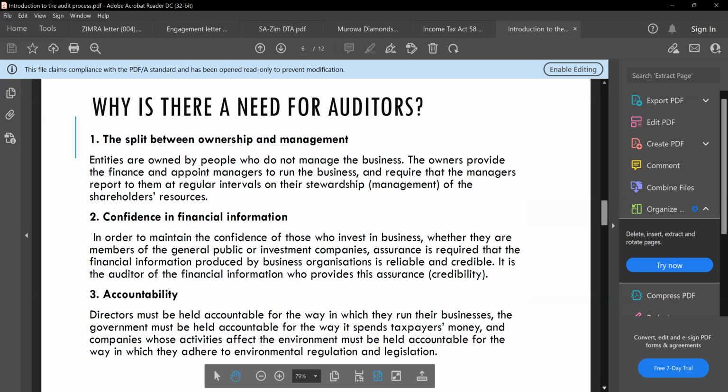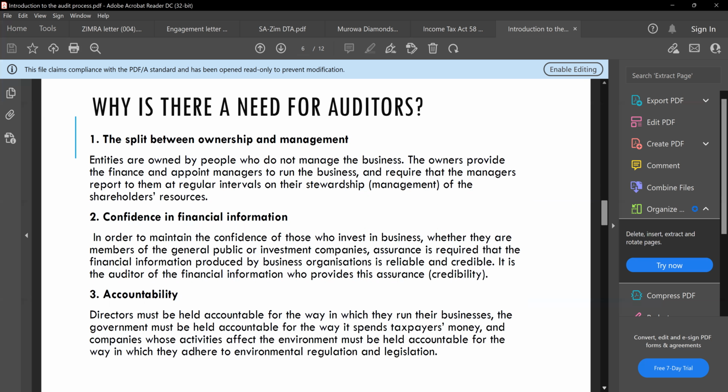So why is there a need for auditors? There's three reasons. Number one, the split between ownership and management. Entities are owned by people who do not manage the business. The owners provide the finance and appoint managers to run the business and require that the managers report to them at regular intervals on their stewardship or management of the shareholders' resources.